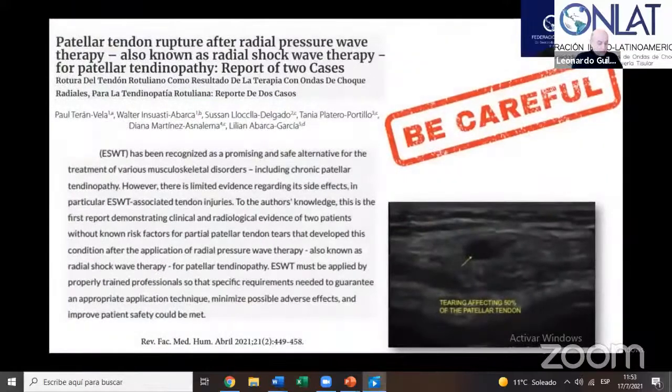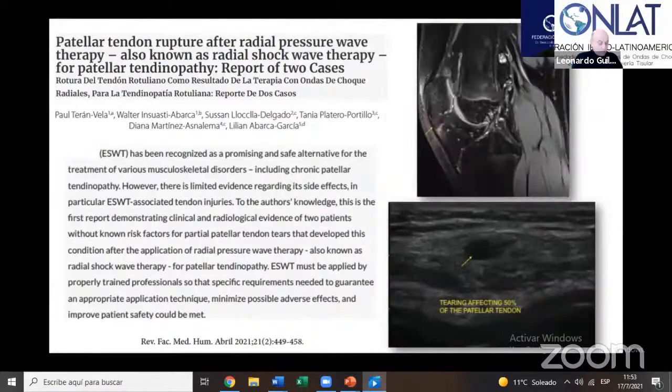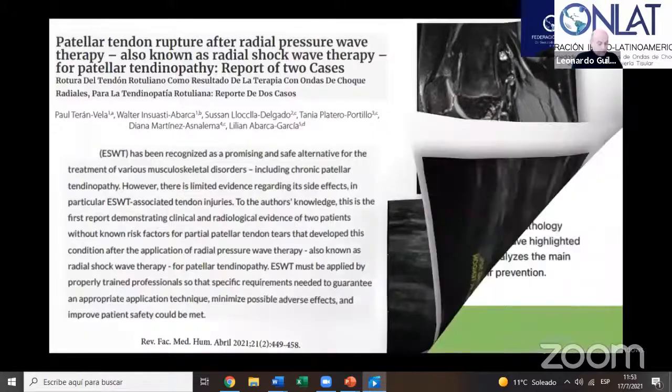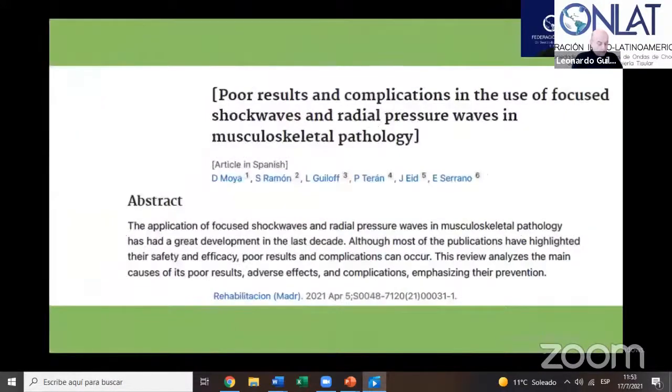But be careful. We have started to have complications due to poor application or ignorance of this technology in cases of chronic tendinopathies, where tendon tears and difficult resolution are observed. Therefore, we recommend reading this review article, which was online, detailing the complications and poor results with shock waves.